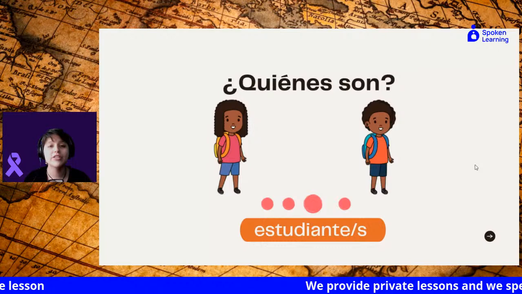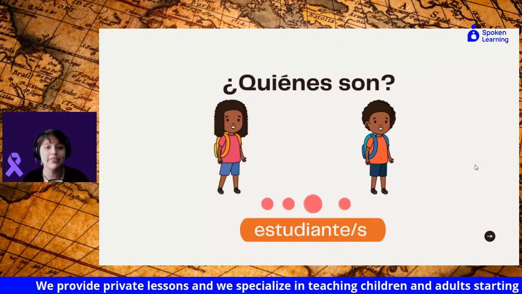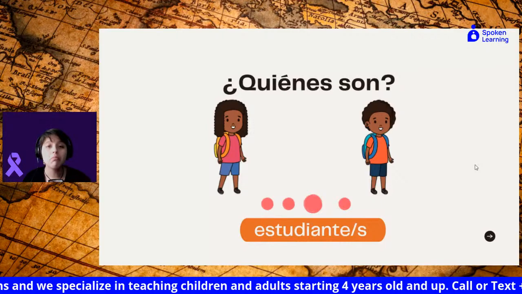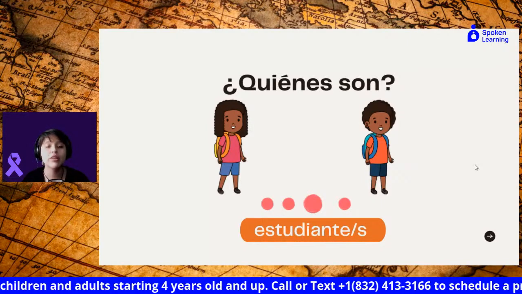The thing here with students, with estudiantes, is that if you say estudiantes, los estudiantes, then in the group there will be more male students because you are determining it with los.